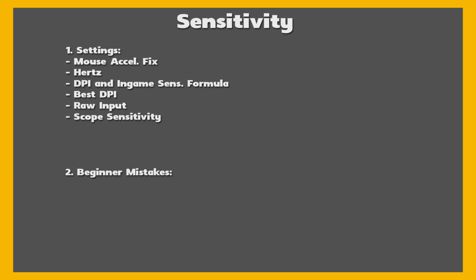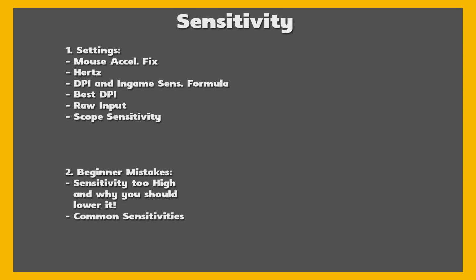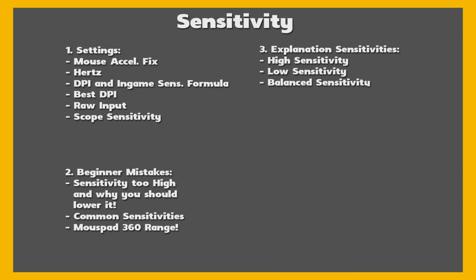For part 2, we'll be talking about the beginner mistakes. Especially if you're new to CS and have played other shooters before, not necessarily all the skills you've learned and developed there will translate over very well to CS. So we'll be talking about why your high sensitivity is not the same as a high CS sensitivity. I will tell you why to lower it, and then we'll be talking about common sensitivities among pro players. Last but not least, for the second point, we'll be talking about the 360 mousepad range, which is also something very important.